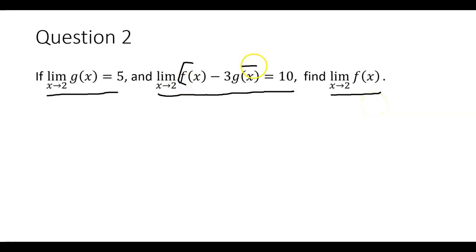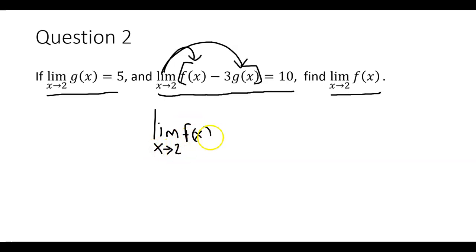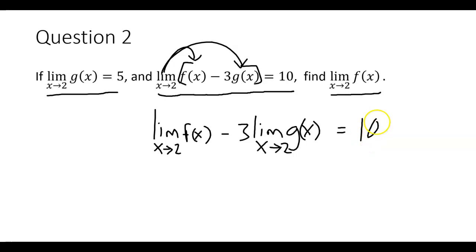If I'm taking the limit of this entire expression here, I would apply the limit to both of those expressions. So we're going to have the limit as x approaches 2 of f of x minus 3 times the limit as x approaches 2 of g of x. So these are limit properties that I'm applying here. Whenever you're adding or subtracting limits, the limit applies to each piece separately. Also, when there's a constant in the front, you can just move it out to the front of the limit.